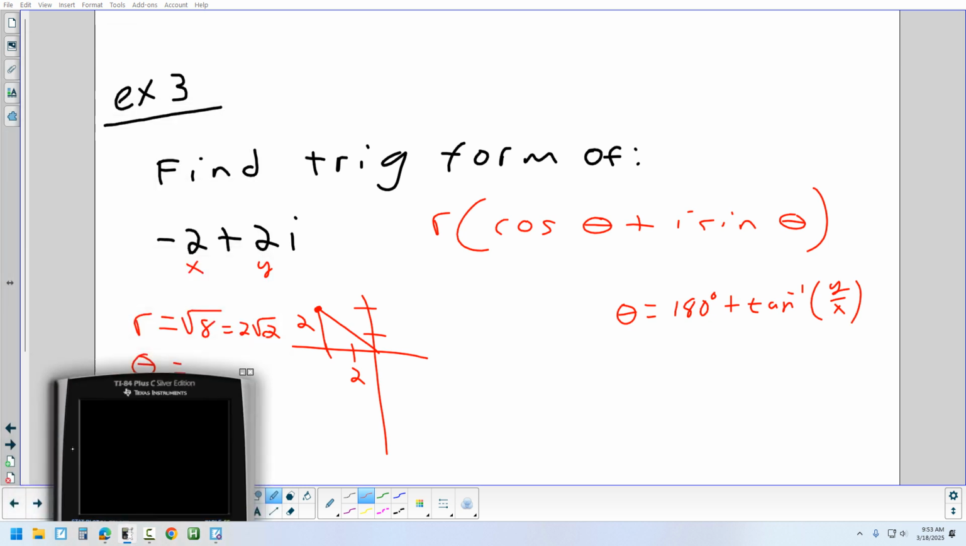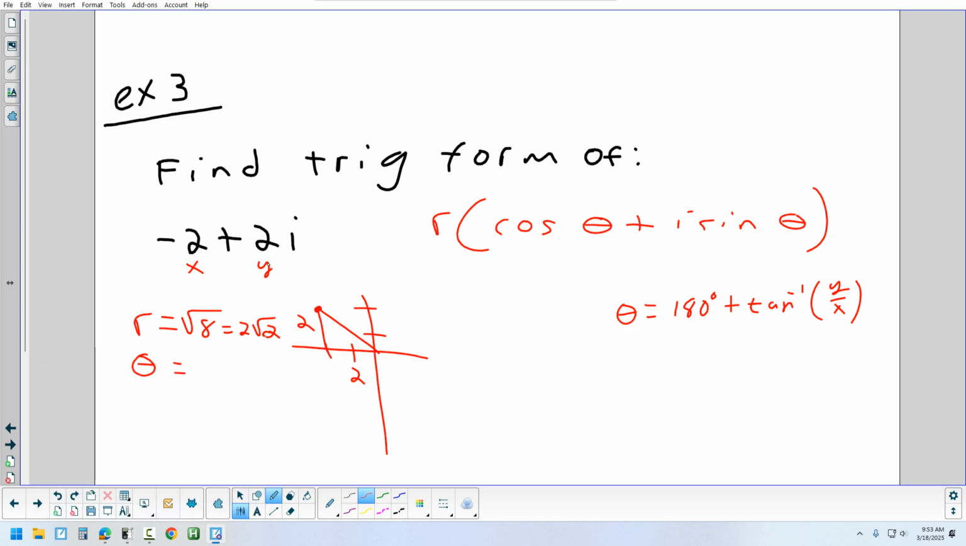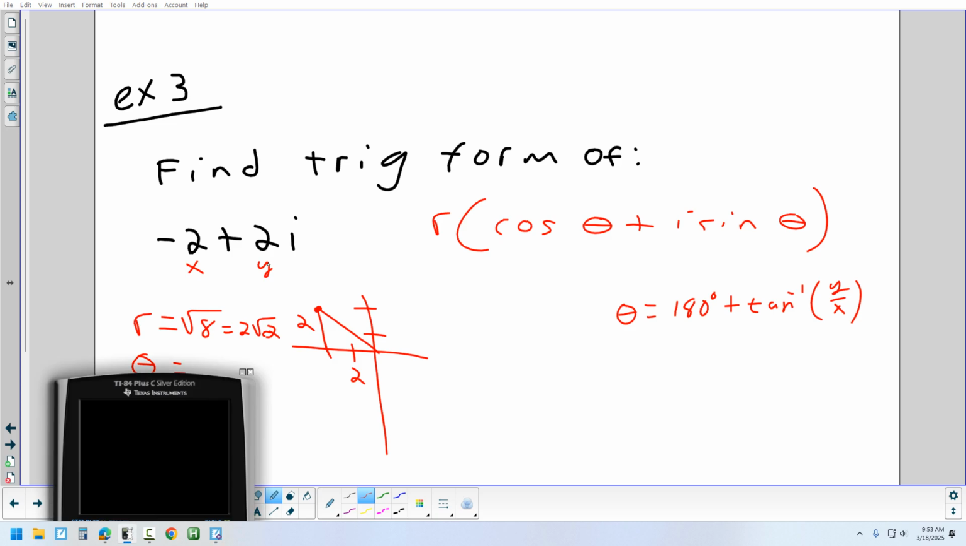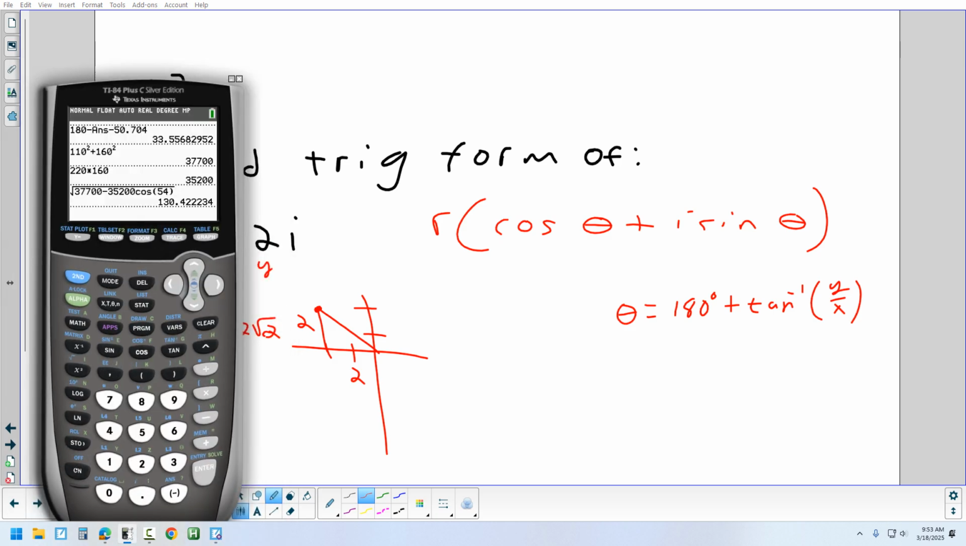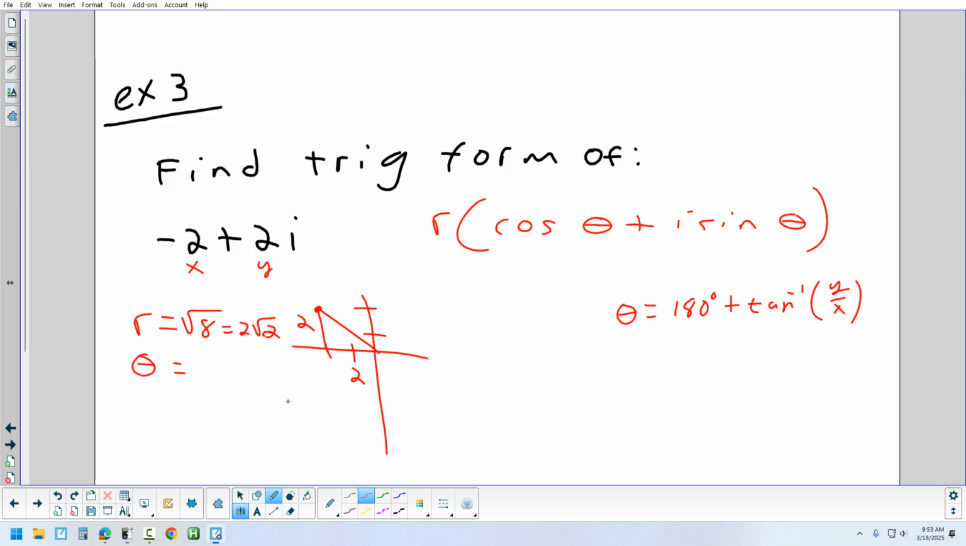In this case, y is 2, x is negative 2. When I divide them, 2 divided by negative 2 gives me how much? Negative 1. So I need to do 180 plus the inverse tangent of negative 1. I always do it in degrees first because if it's going to come out nice, it'll come out nice in degrees. Okay, 135. So that's 135 degrees, or if they want radians, you can convert it by hand at the end.